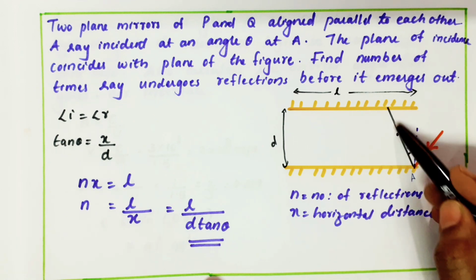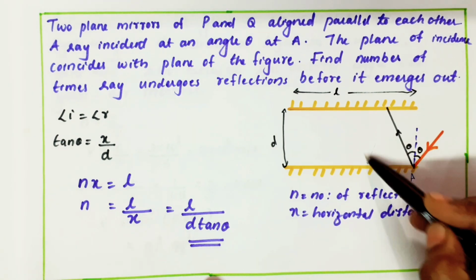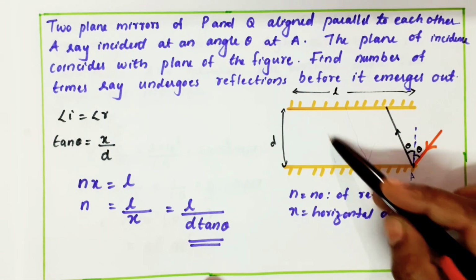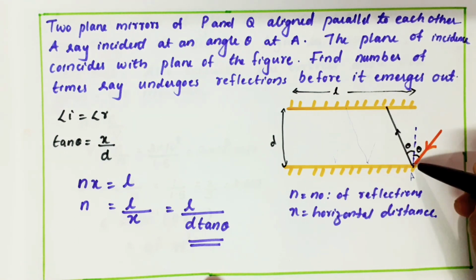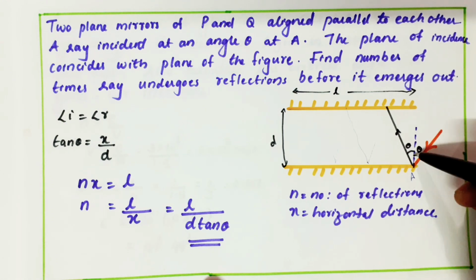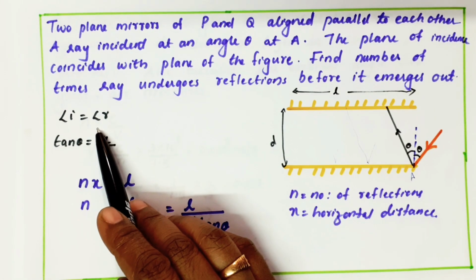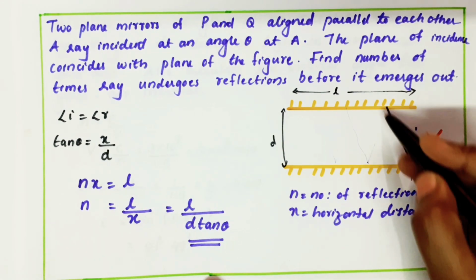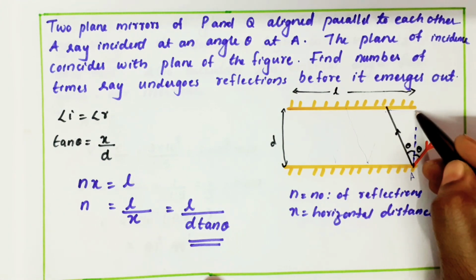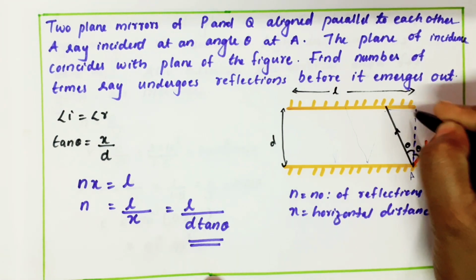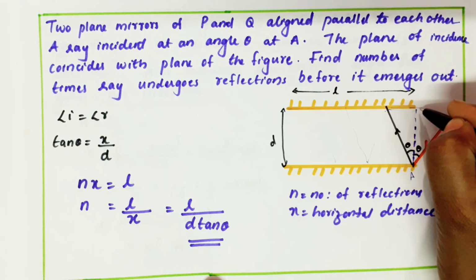That's the question. The light ray goes here, getting reflected, again going there, getting reflected, again going there, getting reflected. So the question is how many times it's getting reflected. Very simple question. This is the light ray incident. I have drawn a normal here, theta. I know the principle: angle of incidence is equal to angle of reflection. So this is also theta, it goes here. So I need to find this distance first. What is this distance?